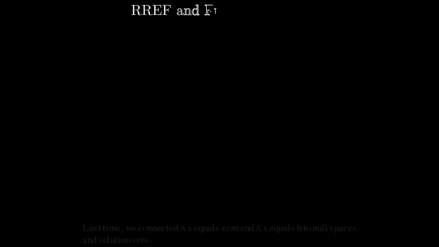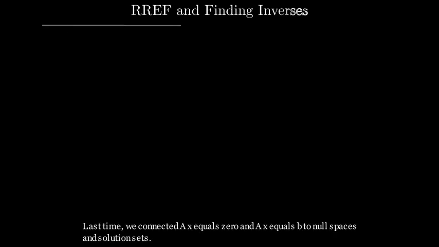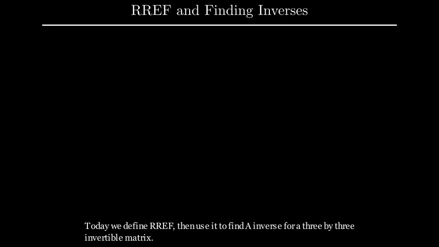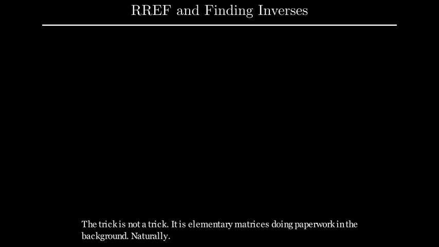Last time, we connected AX equals 0 and AX equals B to null spaces and solution sets. Today we define RREF, then use it to find A inverse for a 3 by 3 invertible matrix. The trick is not a trick. It is elementary matrices doing paperwork in the background.